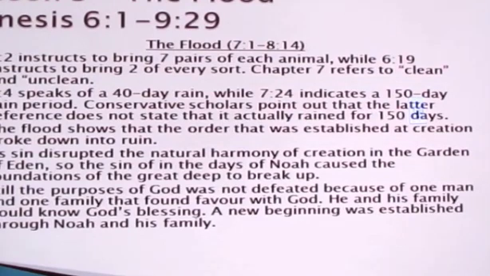7 verse 4 speaks of a 40-day rain, while 7:24 indicates a 150-day rain period. Here again, conservative scholars point out that the latter reference does not state that it actually rained for 150 days. So if you go into the text, you won't actually see that it says that. And therefore we may argue the latter. But because it says 40 days, and because it doesn't state it in the second passage, the argument actually becomes stronger. Because now I've got 2 reference points, as opposed to 1 when they say it's 150 days. I use 2 verses to speak to each other.